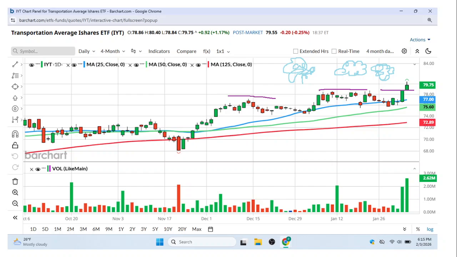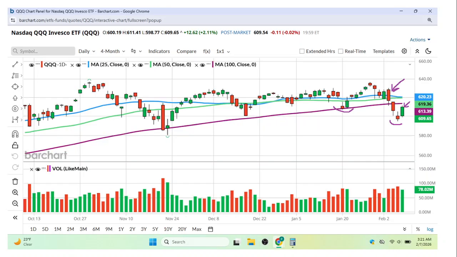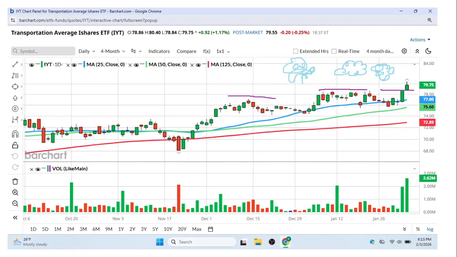Can you guys see a difference between the NASDAQ ETF and the transportation ETF? Okay. So this is just comparable technical analysis.